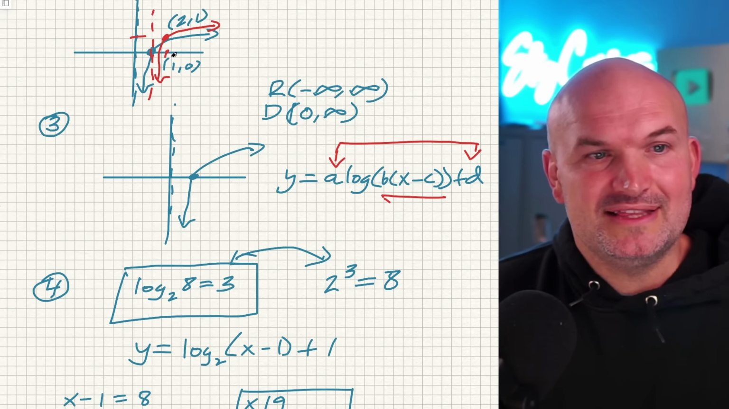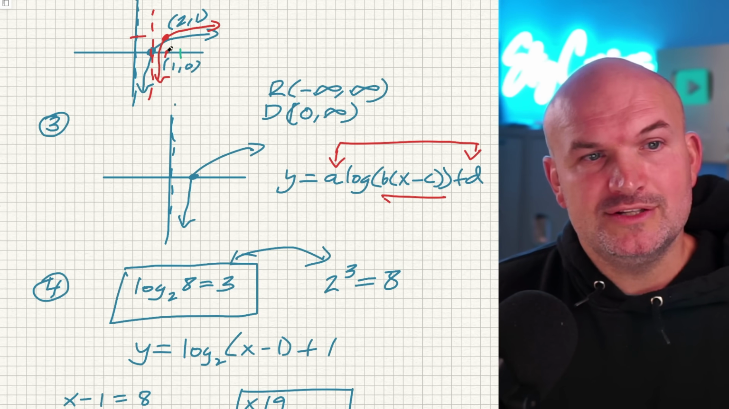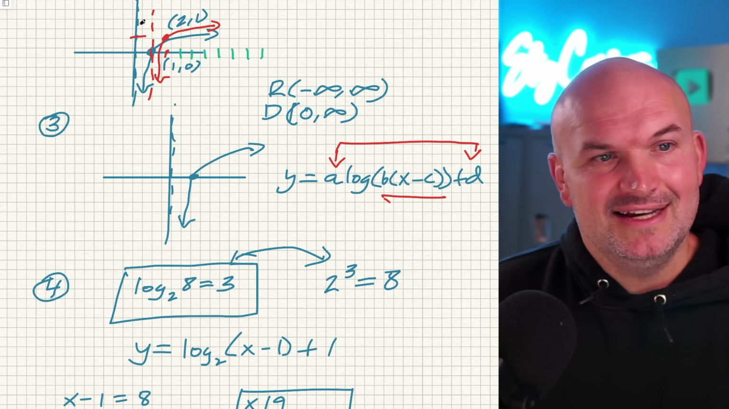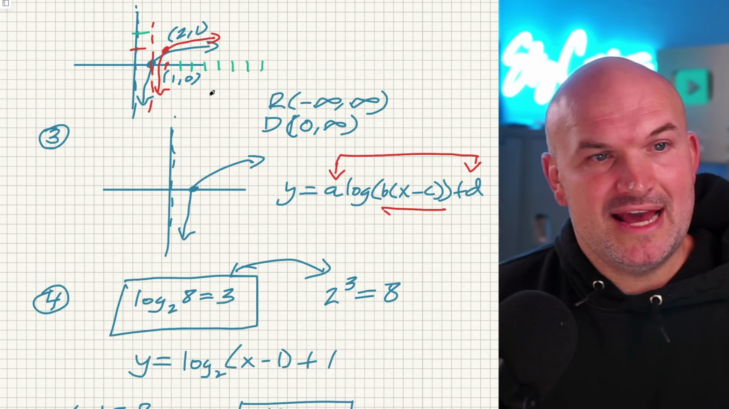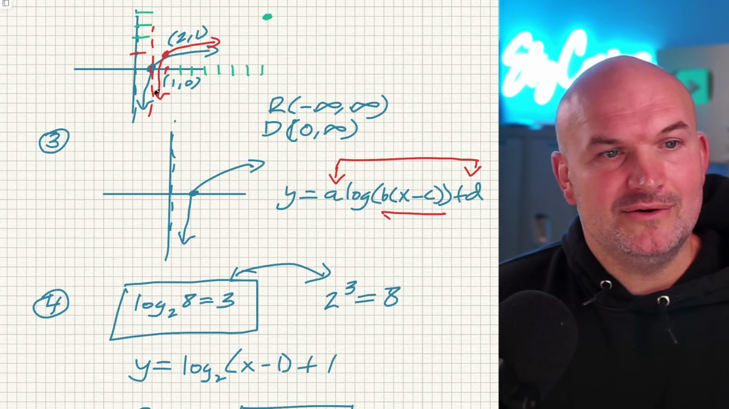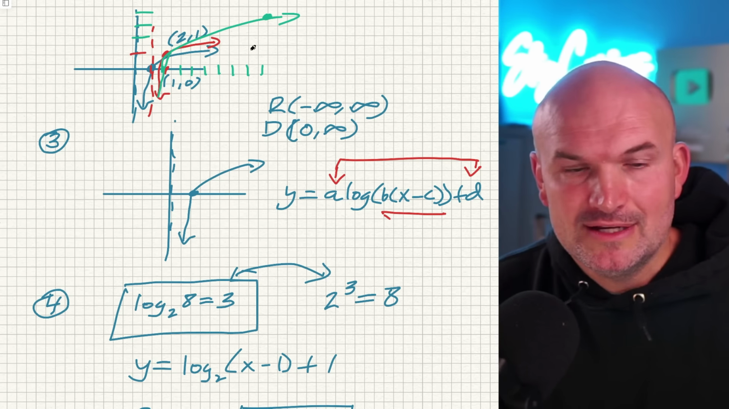So now I can find this second point: 1, 2, 3, 4, 5, 6, 7, 8, 9, and then I know that is going to be at 4. So that was 1, 2, 3, 4. And boom. Now you can see that this graph is going to go through that point as well as that point.